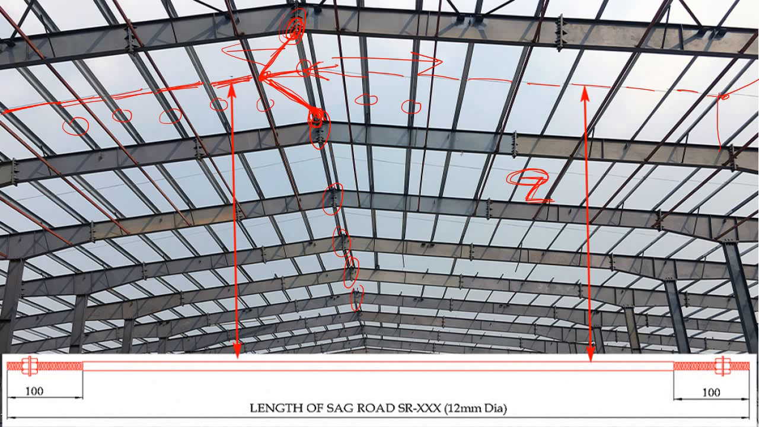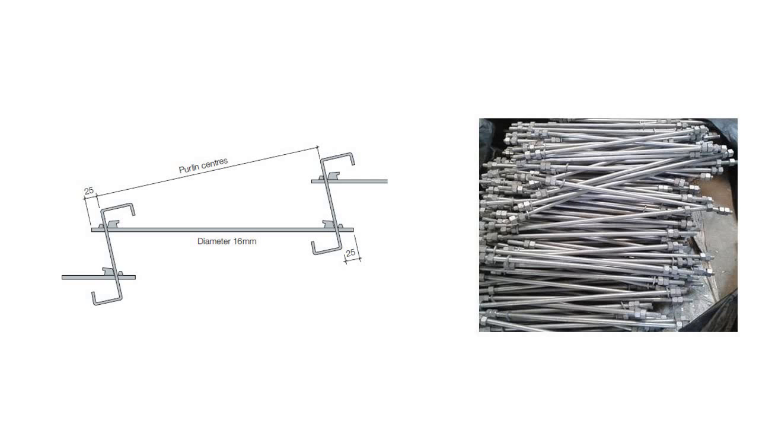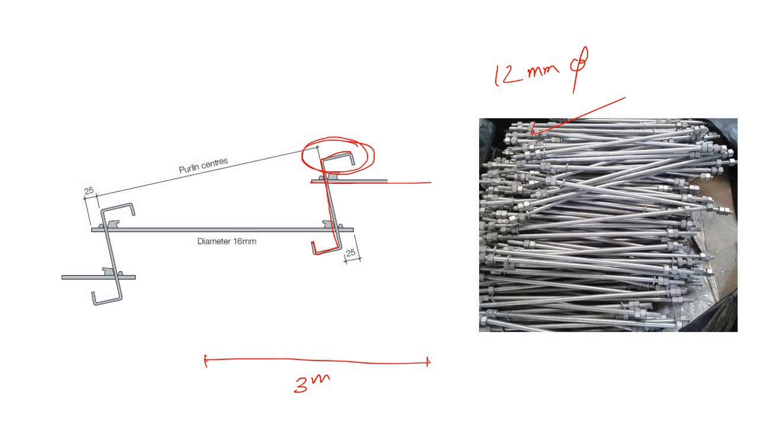Before that, let's have a look at the picture of a sag rod. It's very simple, just like a rod. It may be 12 mm diameter, but the length is normally 3 meters. If this is the Z-shaped purlin, then to resist the buckling of the top flange, you have to connect this sag rod close to the top flange in the web part. Here you can see, you can pause the video to see how to connect the purlin by using the sag rod. Here a 16 mm diameter sag rod has been used.